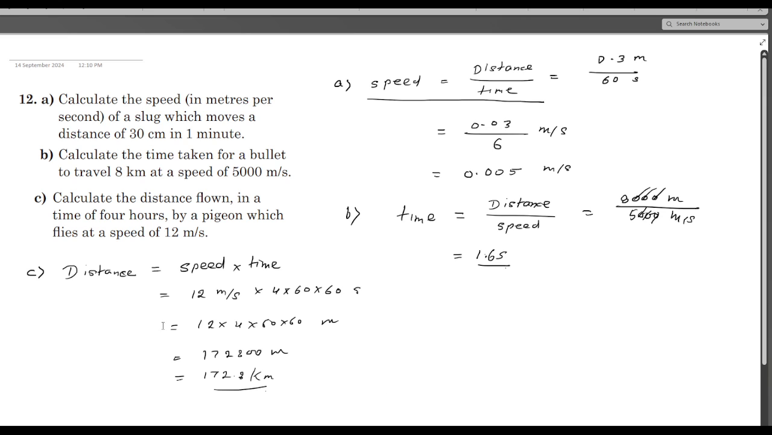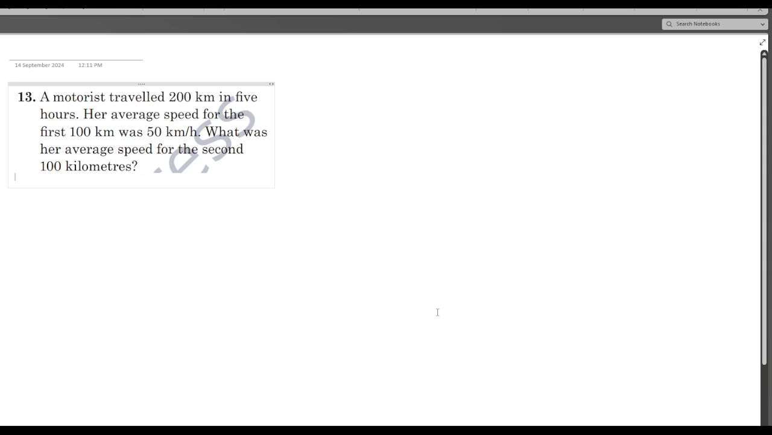Question number 13. A motorist travels 200 km in 5 hours. Her average speed for the first 100 kilometer was 50 kilometer per hour. What was her average speed for the second 100 kilometer? So total distance is 200 kilometer and total time is 5 hours. Now her average speed for the first 100 kilometer is 50 kilometer per hour.